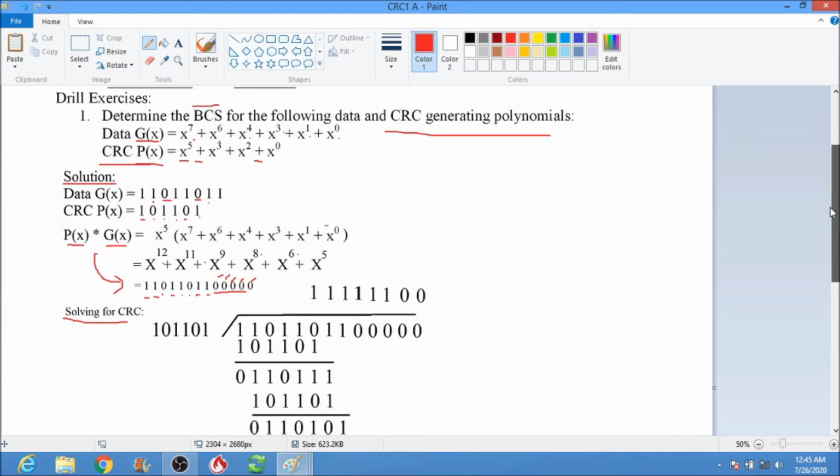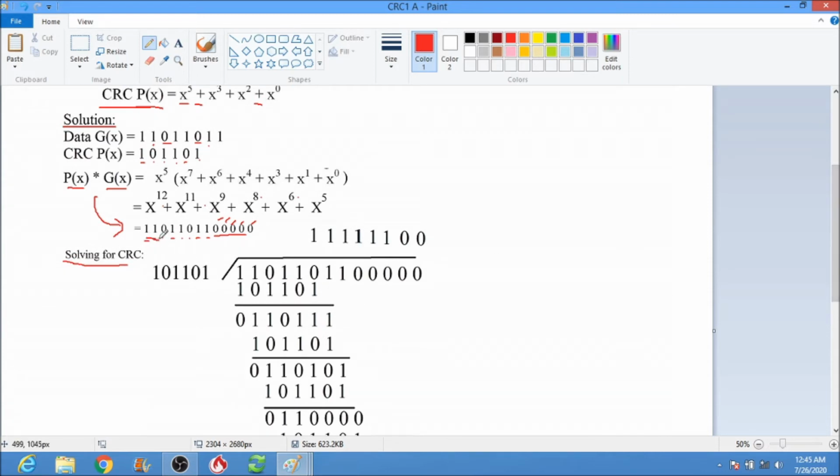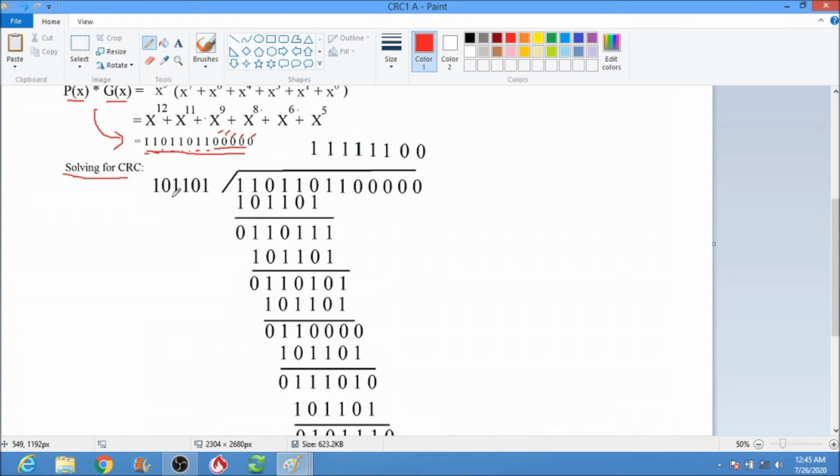The next, we are going to solve for our CRC using the generating polynomial. We just copy this one, and then we divide by our CRC P(x), which is 1, 0, 1, 1, 0, 1. So we have 1, 1, 2, 3, 4, 5, and 6. This will be the least significant bit. So we multiply: 1 times this one is this one, so 1, 0, 1, 1, 0, 1.